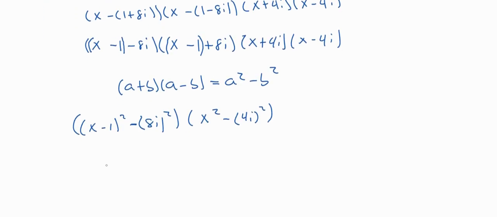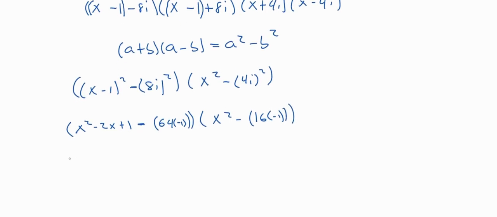And now this is going to become, let's see here, so we have x minus 1 squared, that's going to be x squared minus 2x plus 1, minus, and then this will be, let's see, 8 squared is 64, and i squared is going to be negative 1, so negative 1. Okay. And then this is going to be x squared minus, and 4 squared is 16 times negative 1, because i squared is negative 1.